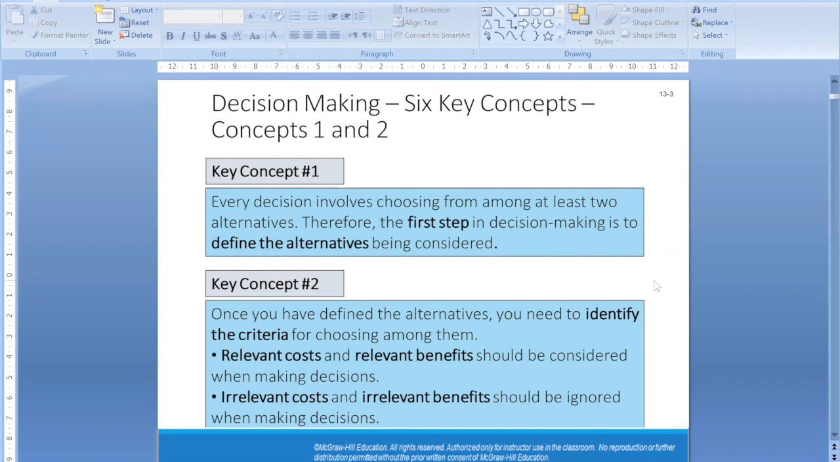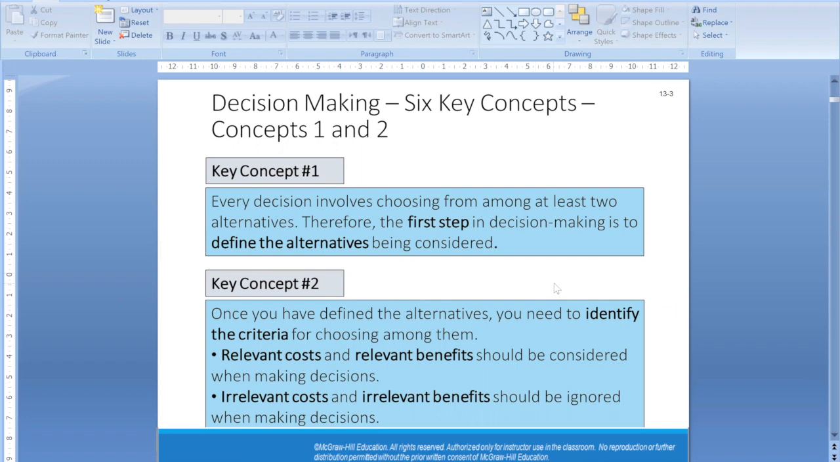Key concept number 2, once you have defined your alternatives, 2 or more at least, you need to identify the criteria for choosing among them. Relevant costs and relevant benefits should be considered when making a decision. Irrelevant costs may be the most important concept for this chapter, which is to distinguish between relevant and irrelevant. So the irrelevant costs and irrelevant benefits will be ignored when you make your decision. Irrelevant means I will not take into consideration to make my decisions.